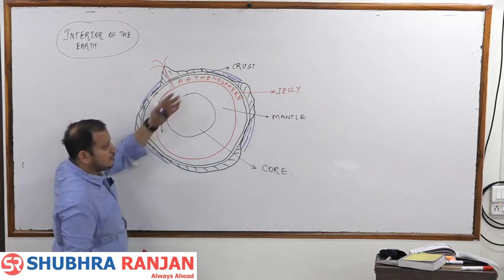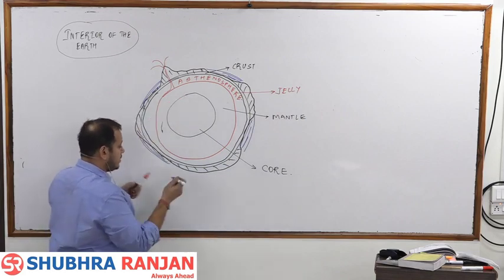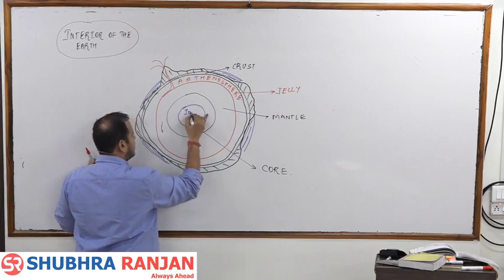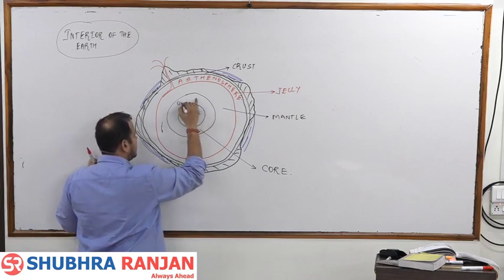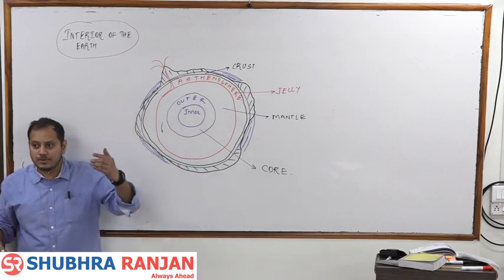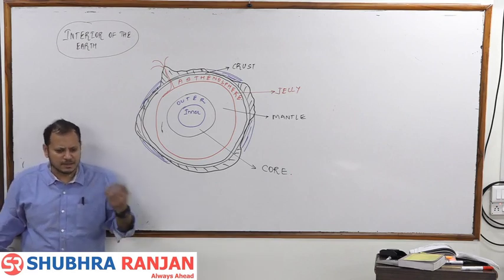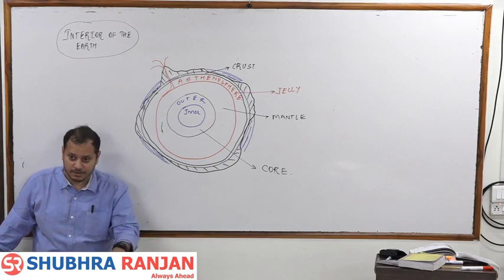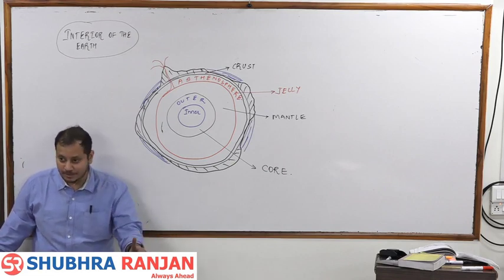Then there is a lower part of the mantle and ultimately there is a core, and in this core there are two parts, that is the inner and the outer. Now what happens as we go down, the temperature goes on increasing. It increases around 1 degree Celsius for every 32 meters.